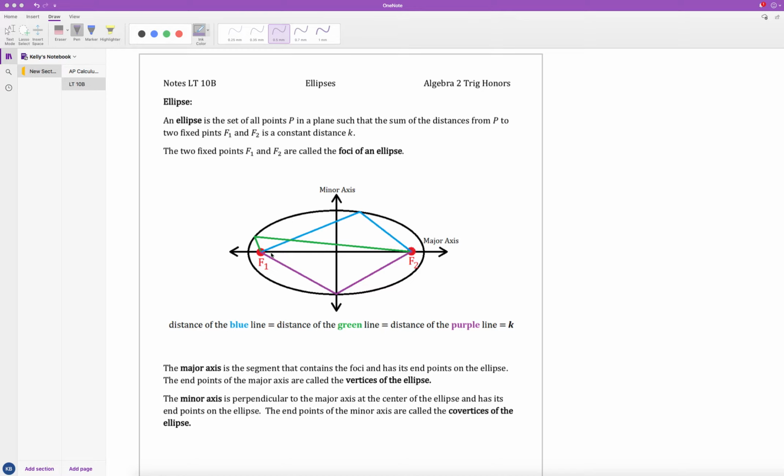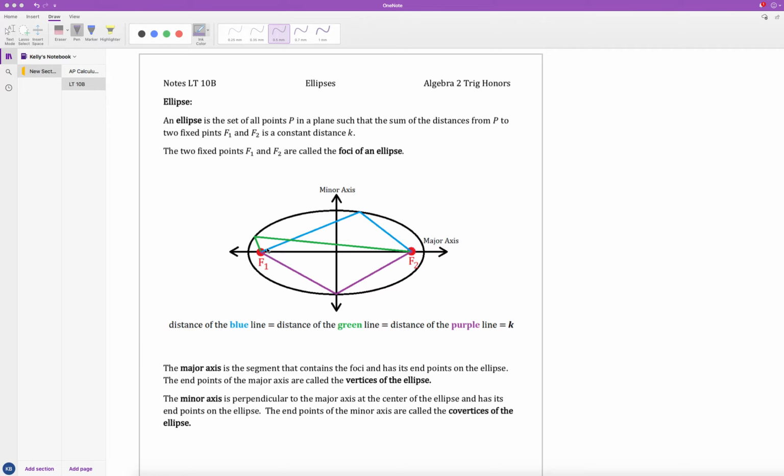On my graph, F1 is over here on the left side and F2 is over here on the right side. Each one of these is a focus, and the plural of focus is foci. So I have two foci on an ellipse, versus the parabola, which we talked about last time, which has just one focus. Now what this definition is talking about with these distances is summarized down here in this statement.